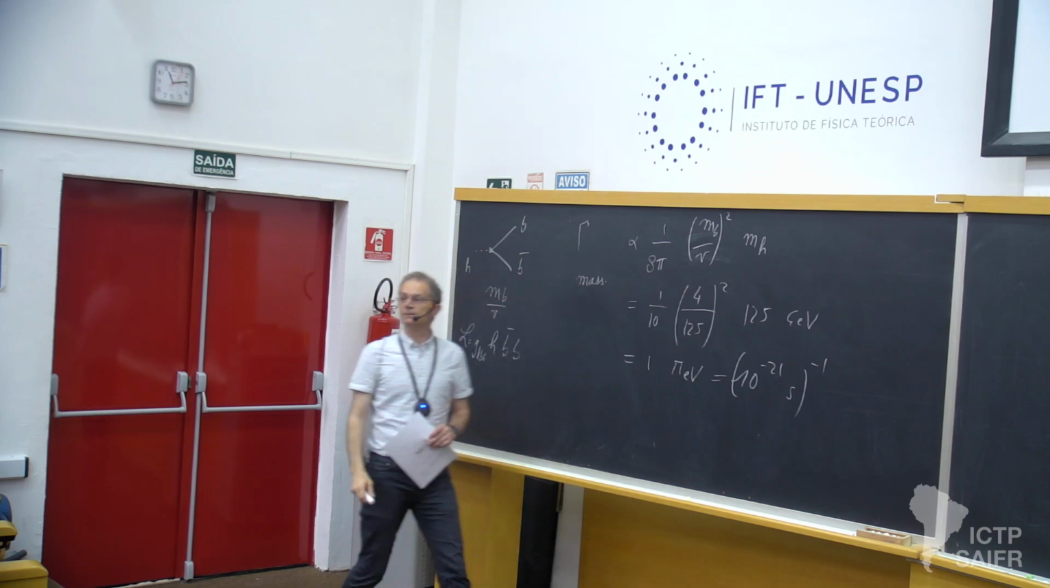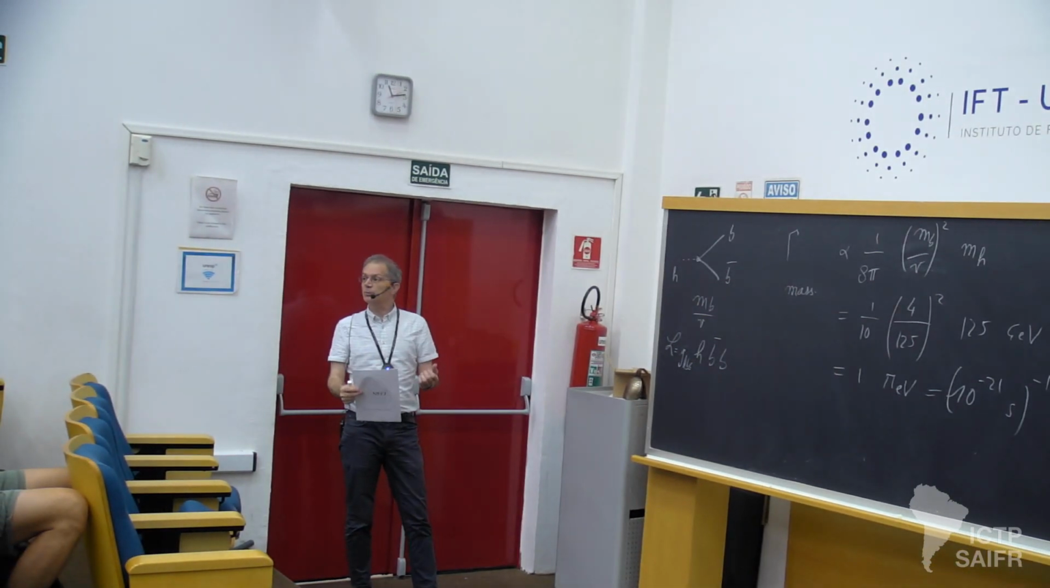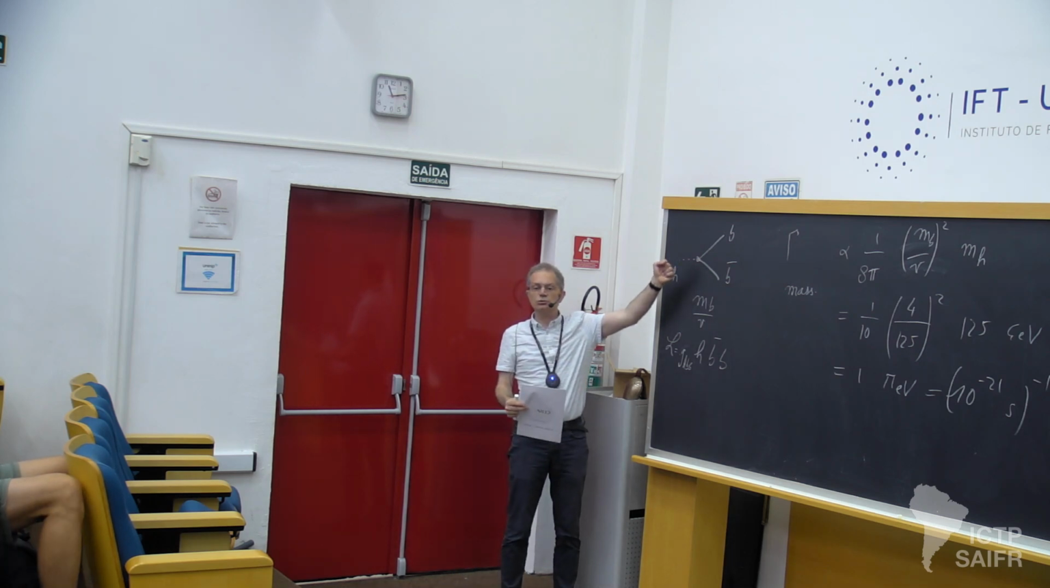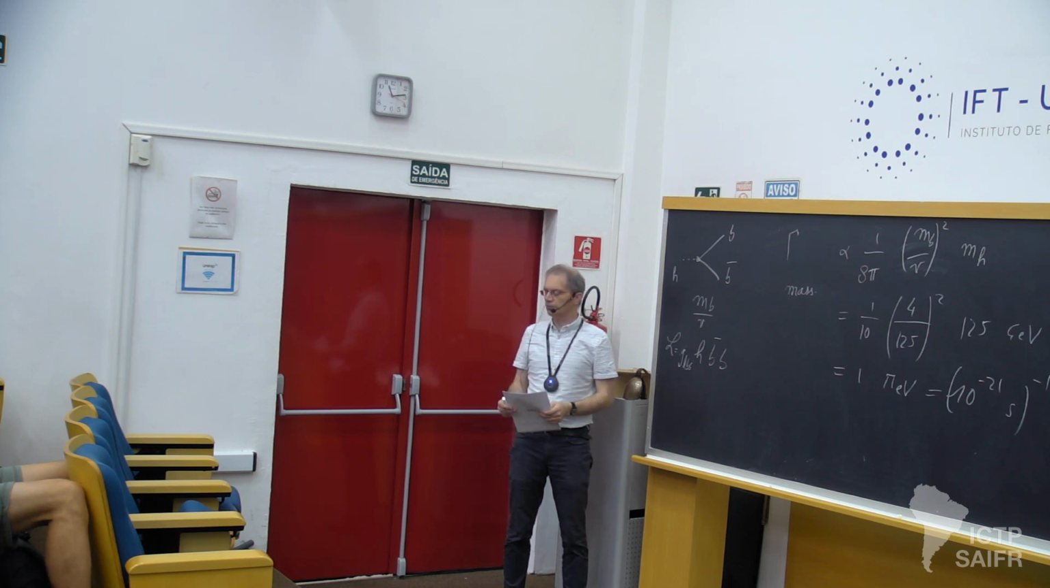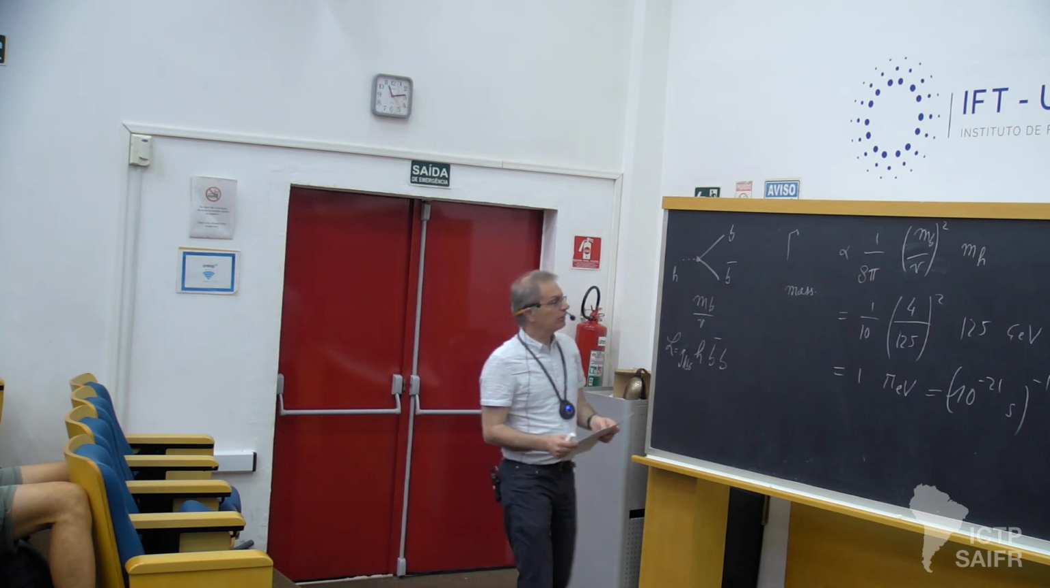So you see, you can easily understand the basic properties of the Higgs if you know its selection rules. The selection rule of the Higgs is that its couplings to the particles are proportional to the mass of the particle. Okay? So now, another exercise.